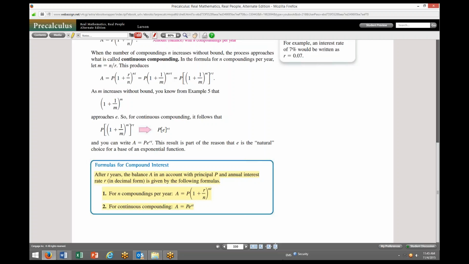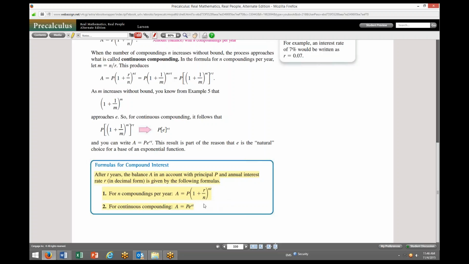If you have a certain finite number of compoundings per year, say n, we're going to call the number of compoundings per year little n. And that shows up actually in this first formula 2 times. The formula, let me say it out loud. A equals P times parentheses 1 plus r over n, close the parentheses, to the power of n times t. When it says nt, that means little n times t.